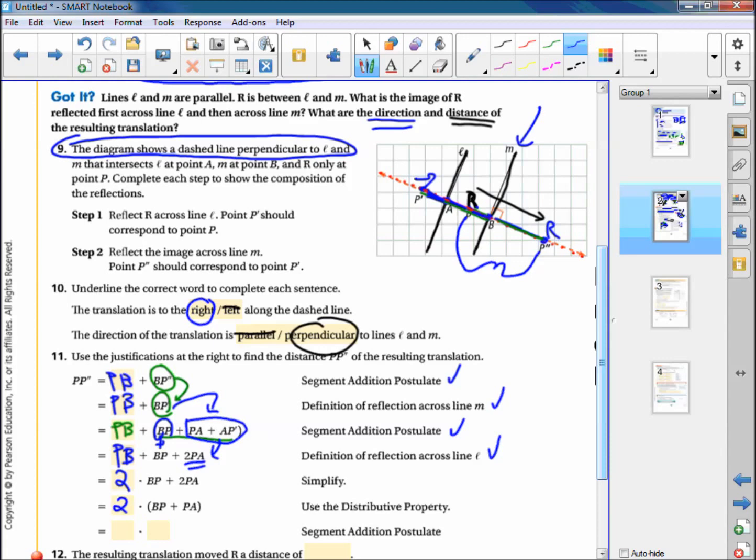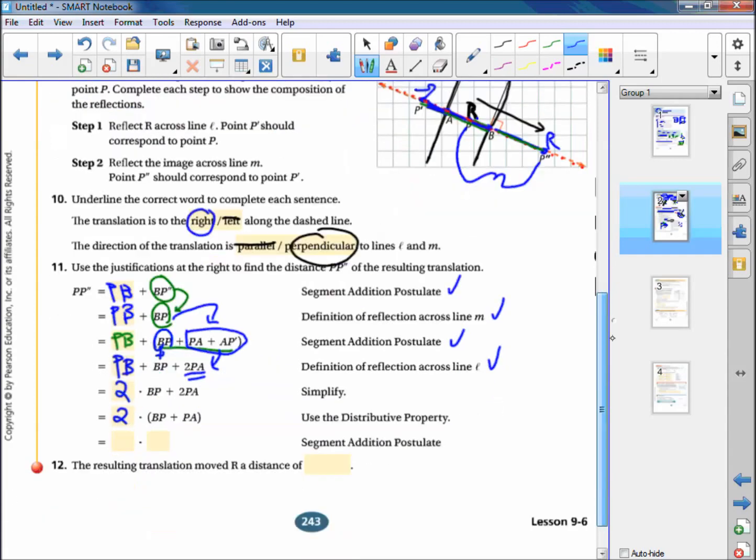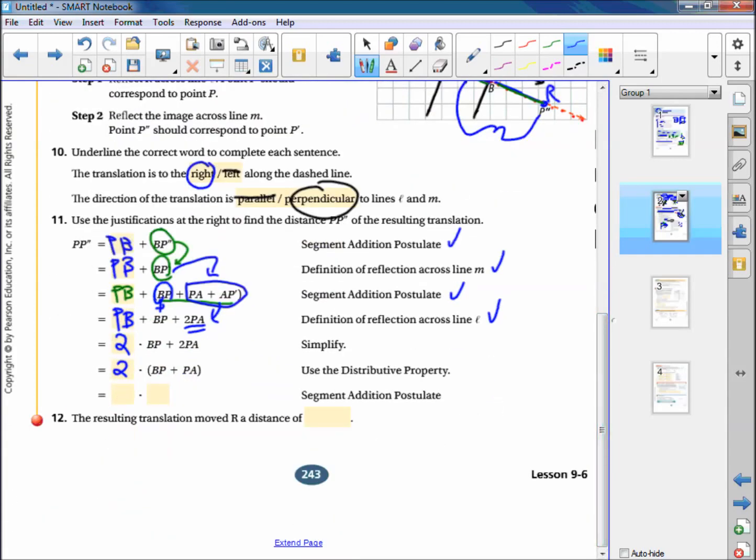All right, and then for our last step, we get this to be 2 times, well, let's see, this is a segment addition again. So BP and PA, we'll just cut out the middle guy here, and that's the same as A to B. It's going from A to B. All right, so the resulting translation moved R a distance of 2 times AB.